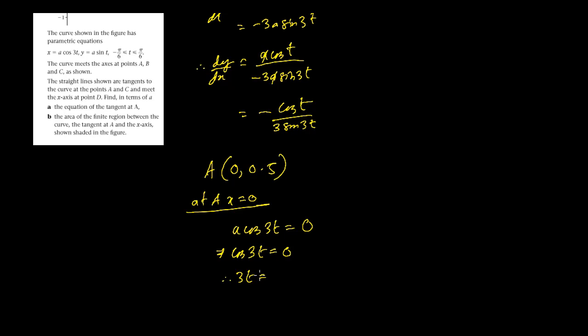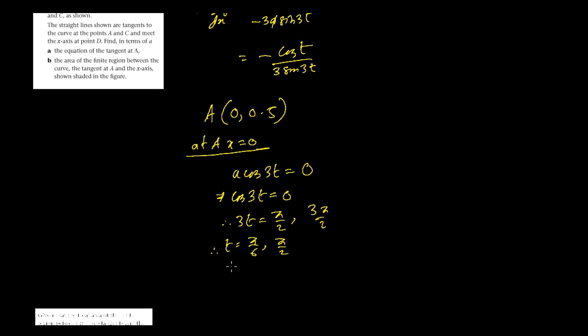You have to have this memorized from C2. So cos theta is 0 at 90 degrees and 270 degrees. So 90 degrees means pi by 2, 270 degrees means 3 pi by 2. So therefore t can be pi by 6 if you divide by 3, and it can be pi by 2. So t has two values, pi by 6 and pi by 2. Now since you have two values, all you have to do is take the first value. So you can take t equals pi by 6.